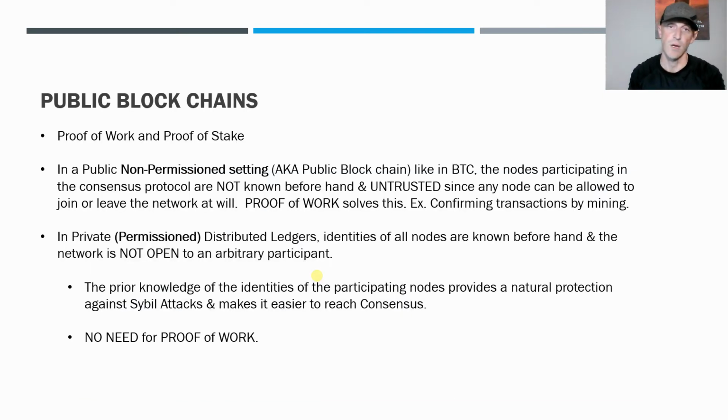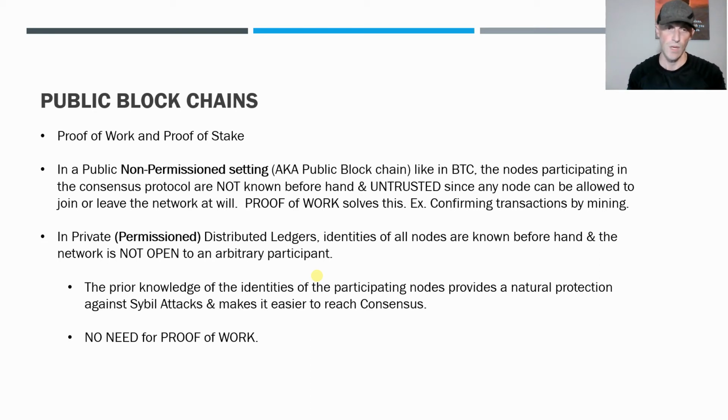Now, moving on here on public blockchains, like I said, you got proof of work, proof of stake. In a public non-permissioned setting, aka a public blockchain like in Bitcoin, the nodes participating in the consensus protocol are not known beforehand, and this makes them untrusted since any node can be allowed to join or leave the network at will. Proof of work solved this, so confirming transactions by mining. Just think of that as a proof of work, and that makes it trusted.